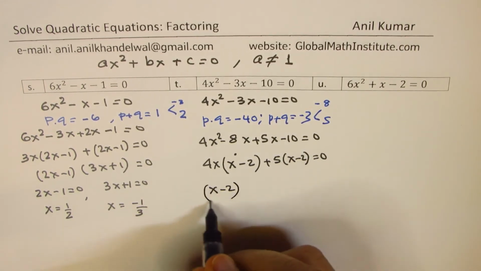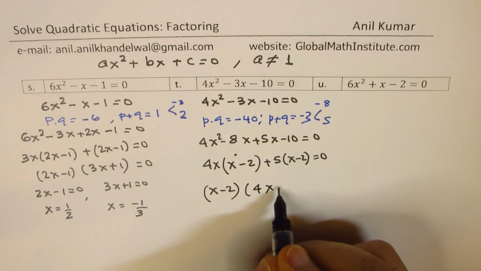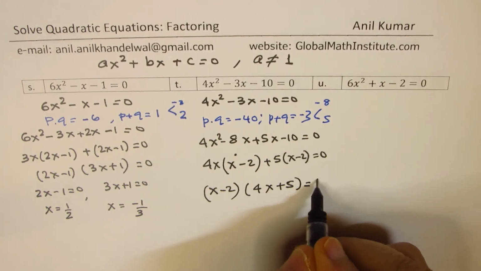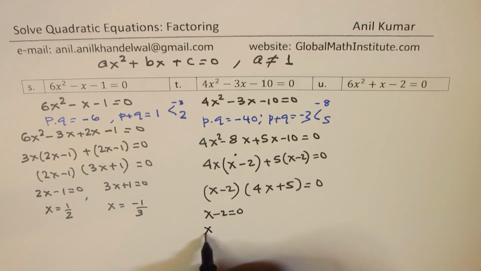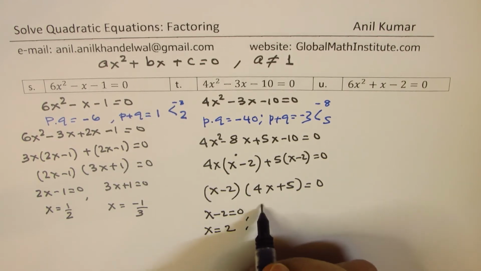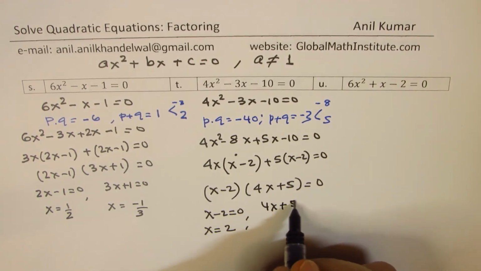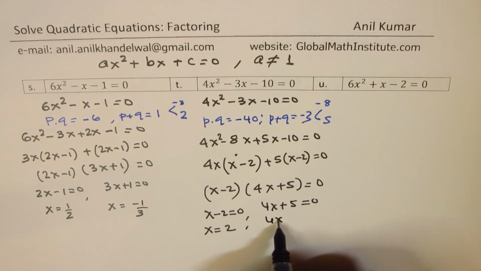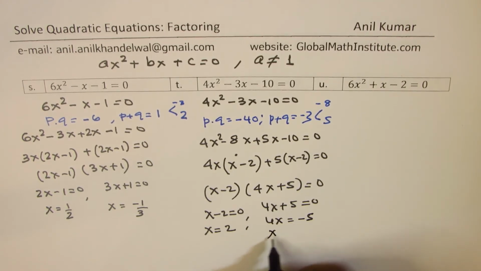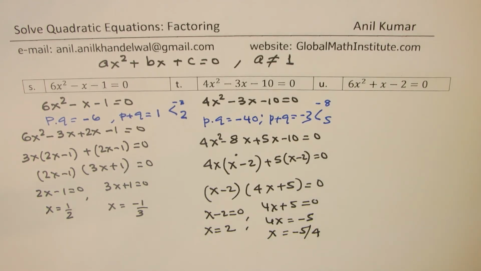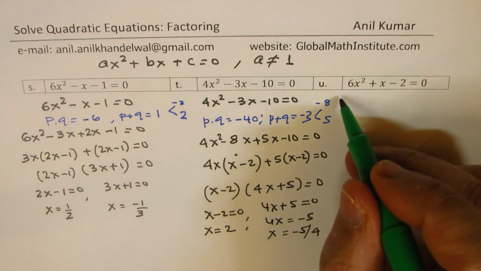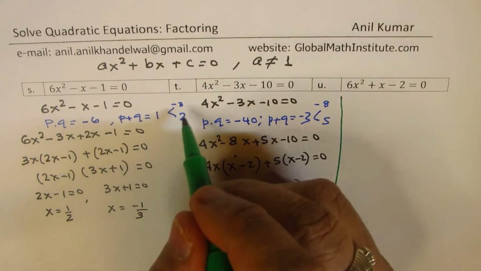x minus 2 is a common factor. So we get 4x plus 5 equals to 0. So that gives you x minus 2 equals to 0, gives you x equals to 2. And 4x plus 5 equals to 0 means 4x equals to minus 5, or x is equal to minus 5 over 4. So these are the two solutions for the given trinomial, correct?